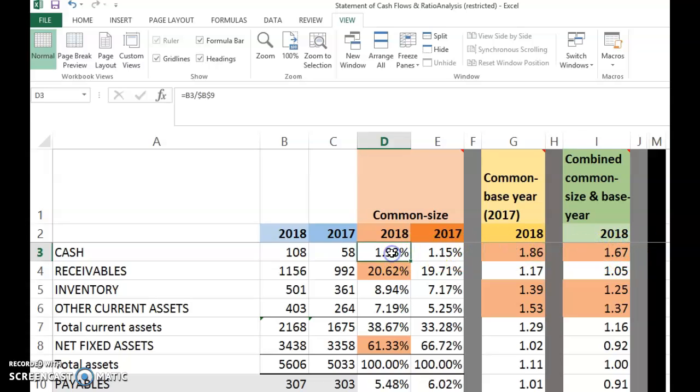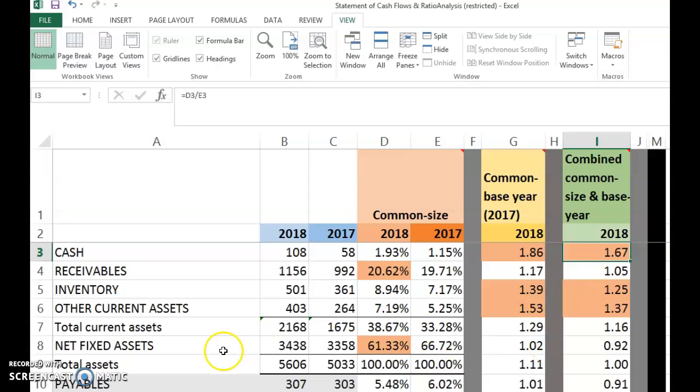Okay, it is 1.93% in 2018. It was only 1.15% in 2017. That's quite a huge increase. So this increase in proportion is also quite substantial. Here this 1.67 is greater than 1, therefore it indicates an increase in the cash item. But that is an increase in absolute terms. But this is an increase in relative terms, relative to total assets. Is that okay? So that's the difference here.